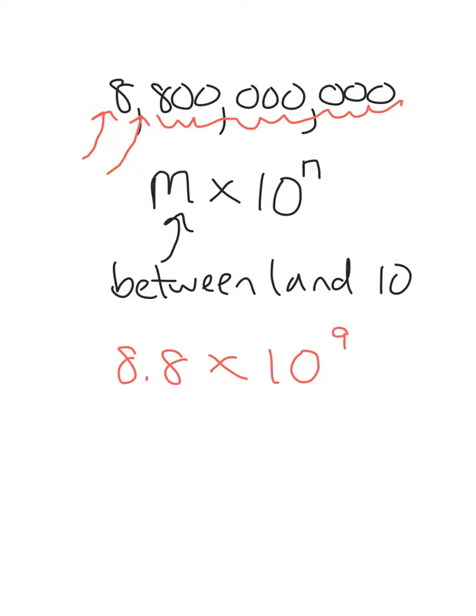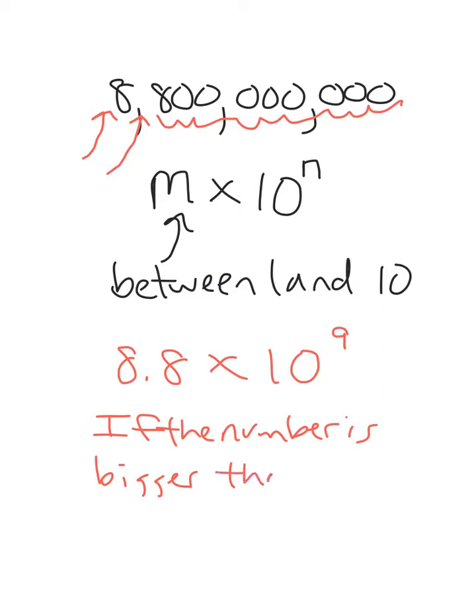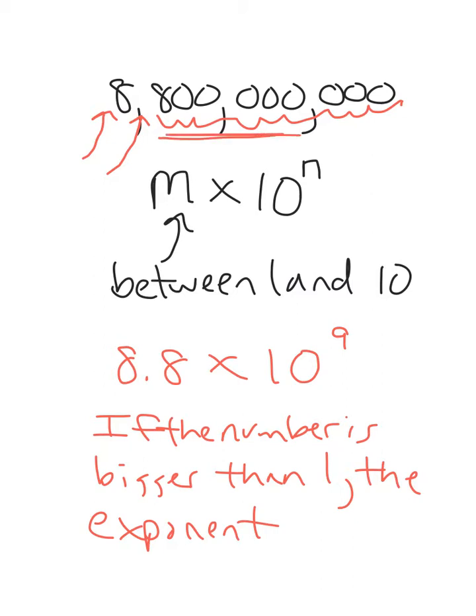Now the question is, is it positive or negative? So here's what you need to remember. If the number is bigger than 1, the exponent is positive. So if you look at your original number, which in this case is 8,800,000,000, that's way bigger than 1. So my exponent is positive, which you don't have to put a positive sign on. I'm just doing that to remind you. So there's the first kind of problem you could have to do into scientific notation.